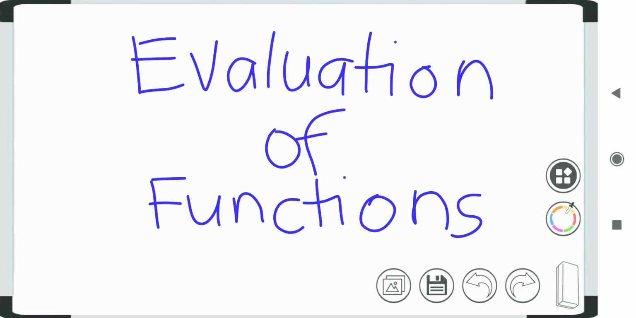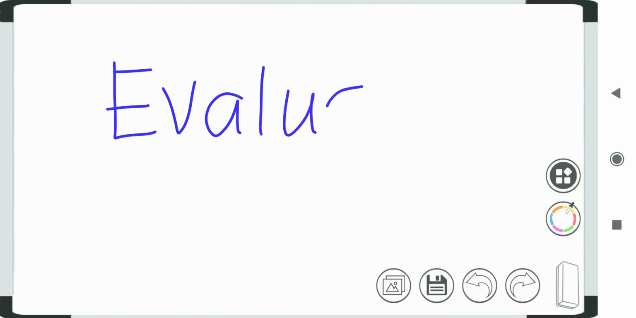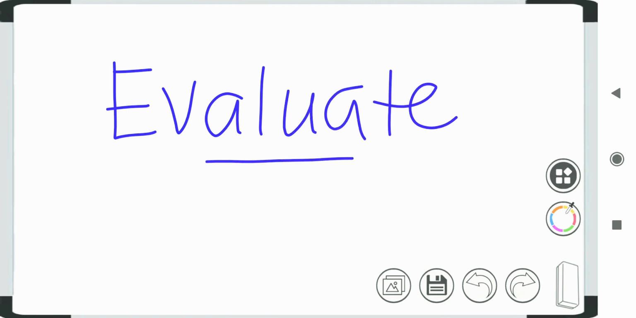Hi, today we're going to learn evaluation of functions. So, let us first know what evaluate means. When we say evaluate or evaluating a function, this simply means we replace or substitute the variable of the function with a value from the function's domain. In this case, domain refers to x. So let's have some examples.